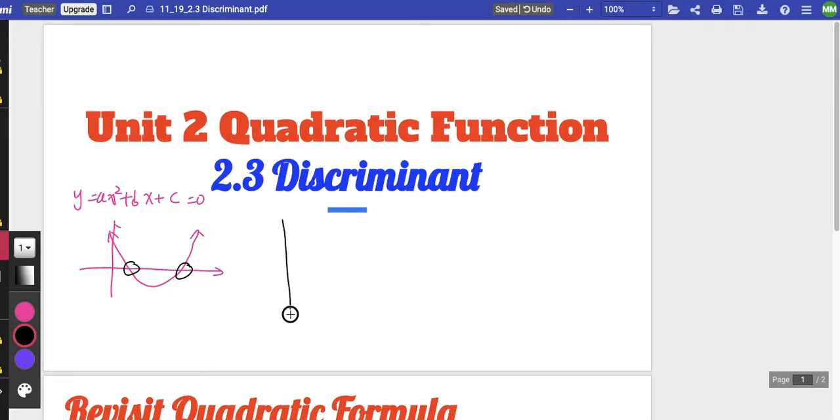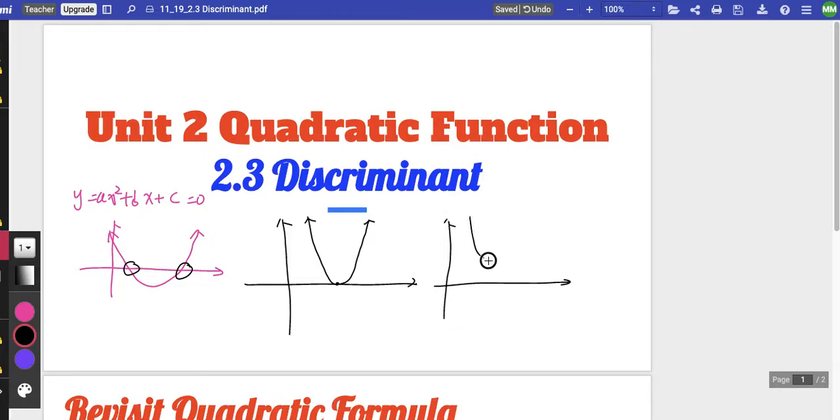However, we haven't seen this before, but there is a possibility. If the graph is like this, as you can see, it only touches the axis once, then how many solutions are you expecting for this equation? Then what if this is the situation? You see this doesn't touch the x-axis at all. Does that mean this has no solutions at all? That's something we are going to discuss today.